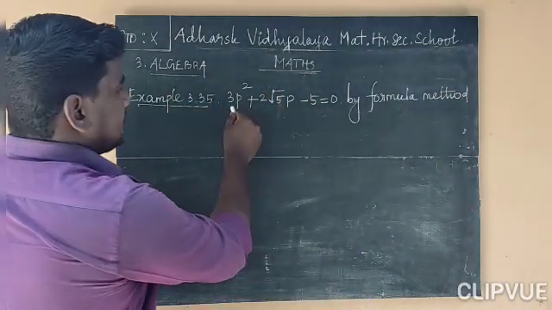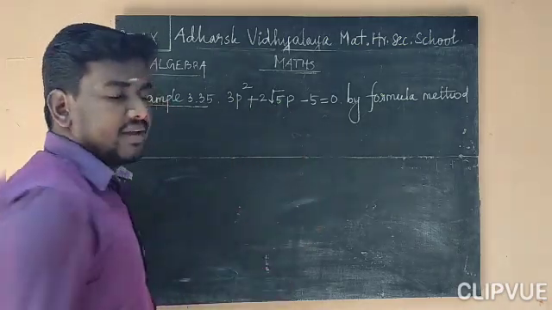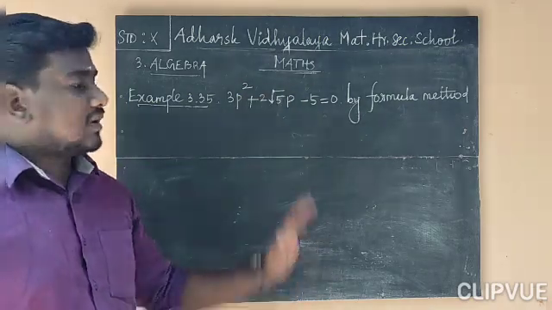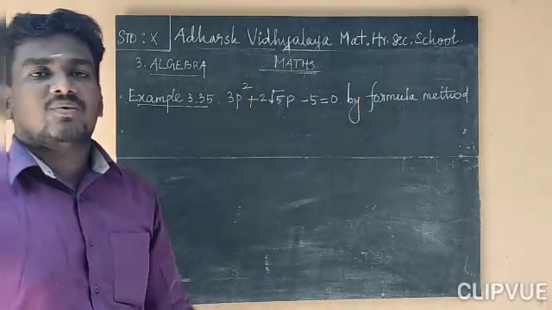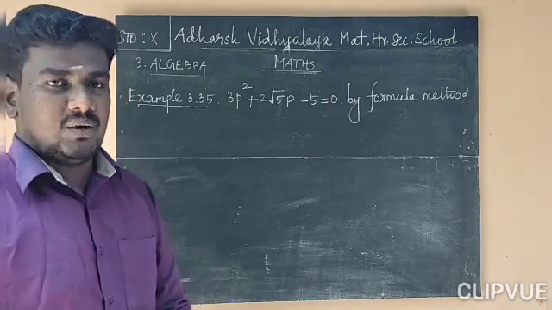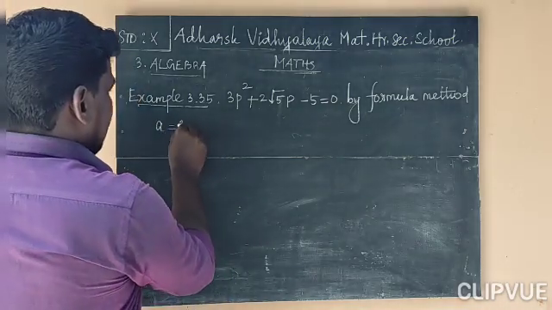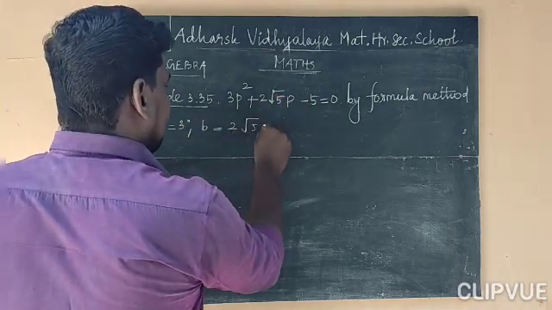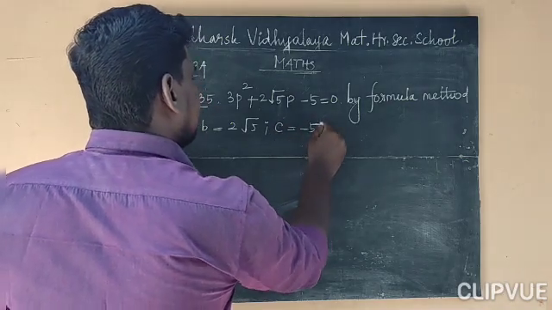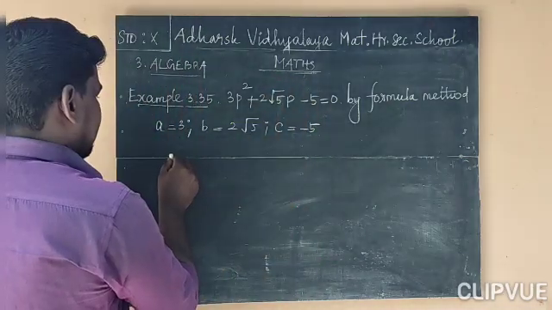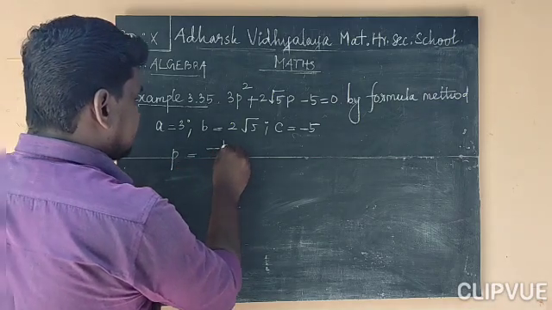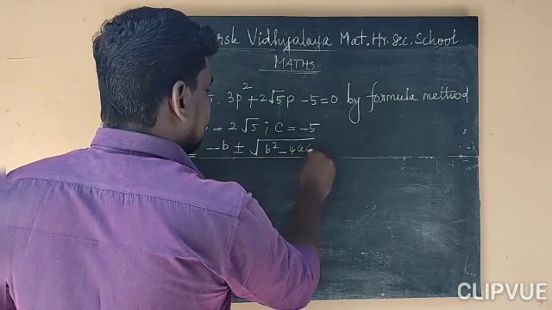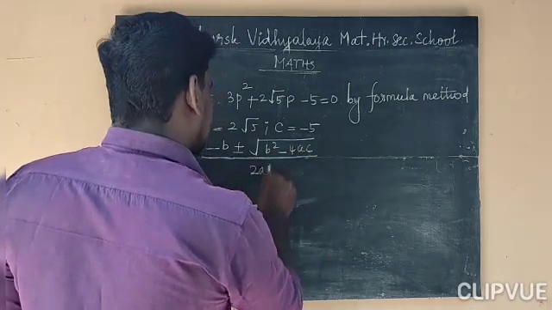Okay, the question is 3p square plus 2 root 5 p minus 5 is equal to 0. It is in the standard form. Here the variable is p. So compare this equation to ax square plus bx plus c is equal to 0, where a is equal to 3, b is equal to the coefficient of p, that is 2 root 5, and c is equal to minus 5. Better we can write the formula once here. p is equal to minus b plus or minus root of b square minus 4ac by 2a.